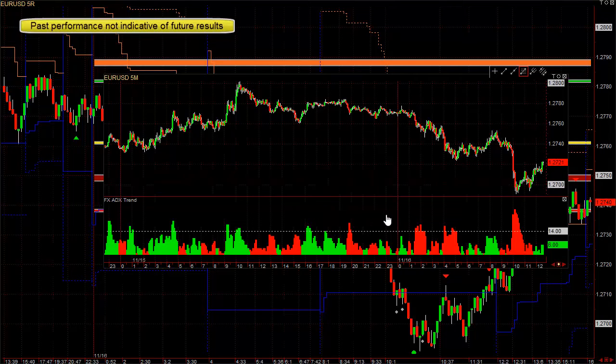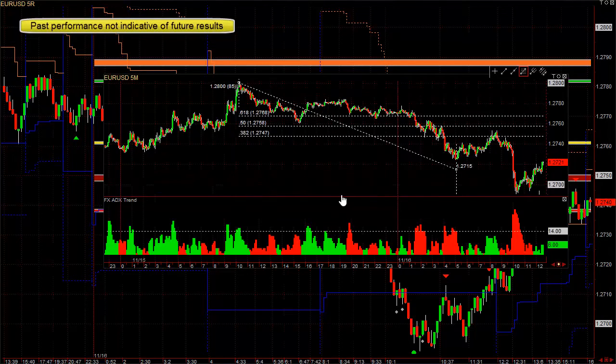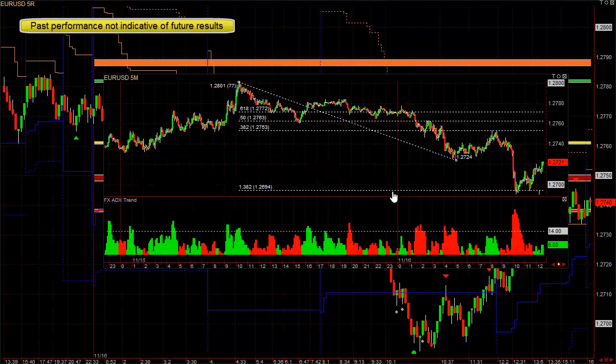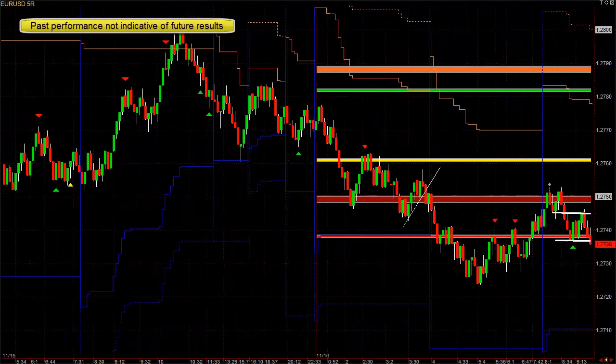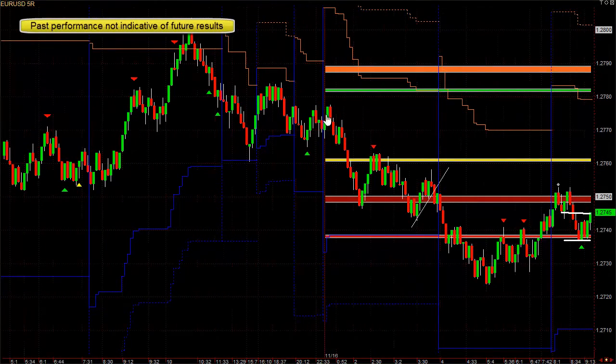If you draw your fibs from the highest high to this lowest low, guess what? It's a 38% Fibonacci area. It came up to that area around 8 or 9 o'clock. And if you look at this, let's scroll back around 8 or 9 o'clock. Here it is, 8 to 9.